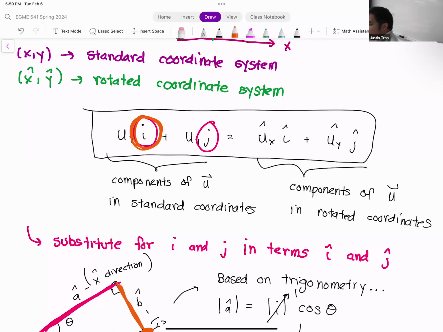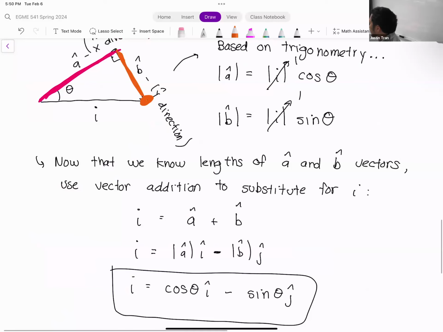Any questions on this so far? Just on how we use that triangle there and why all those expressions came to be? Okay. All right, so let's do the same thing for j.